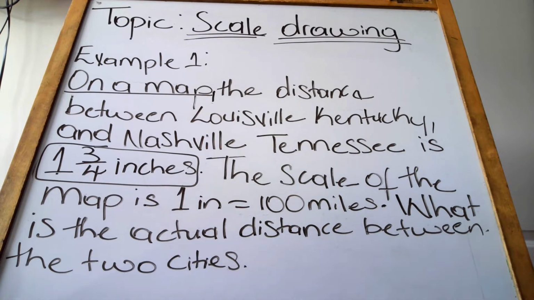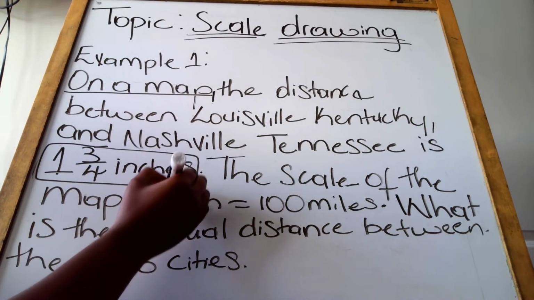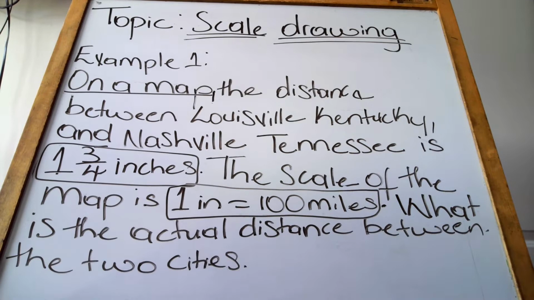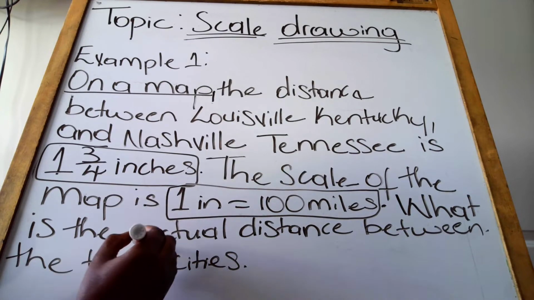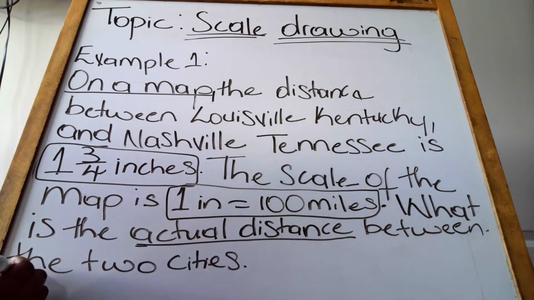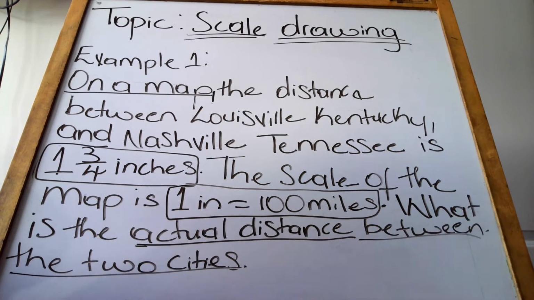Alright, let's continue. The scale of the map is 1 inch equal to 100 miles. So that's the scale that is given. What is the actual distance? So that's what we want to find. What is the actual distance between the two cities? So we want to find the actual distance here.